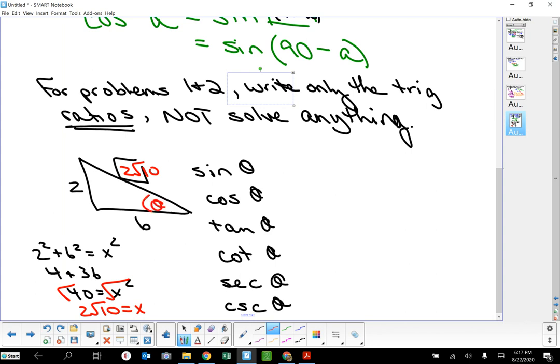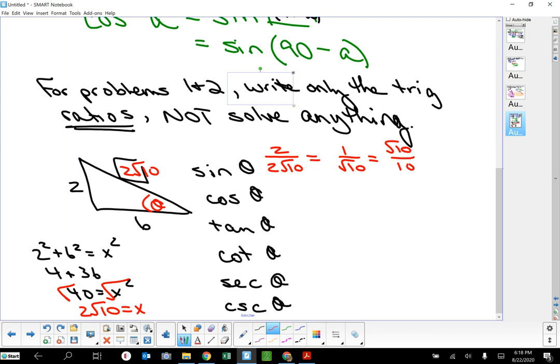So here's your theta, by the way. That's always in the bottom corner. So sine is going to be opposite over hypotenuse. So 2 over 2 rad 10. I think you can get away with not rationalizing these, but I think you need to simplify. So you may be able to get away with this. However, if that's marked wrong, make sure you rationalize and it's rad 10 over 10.